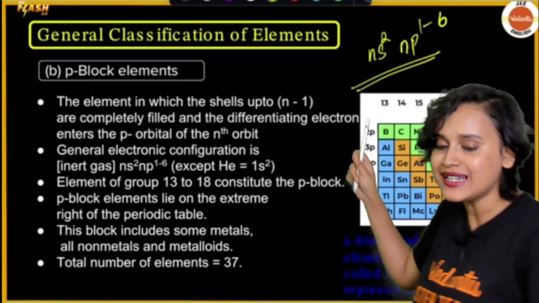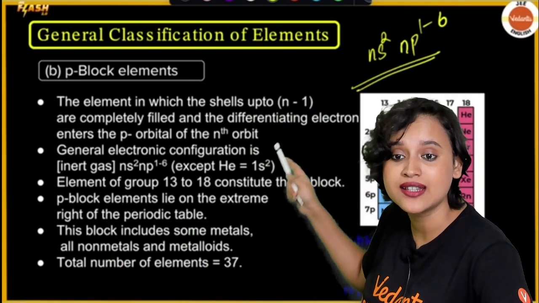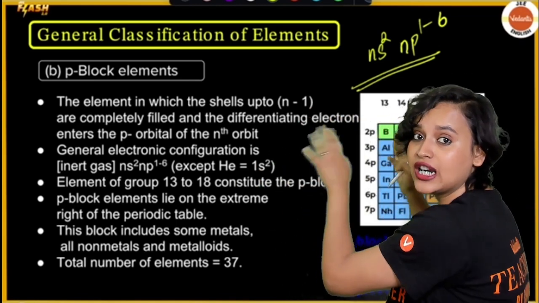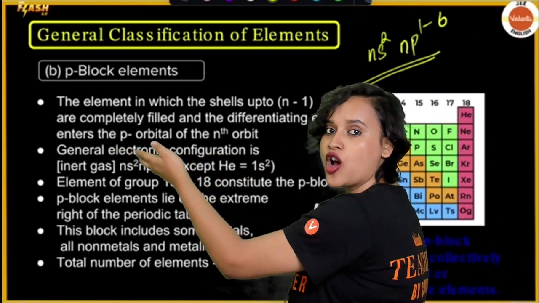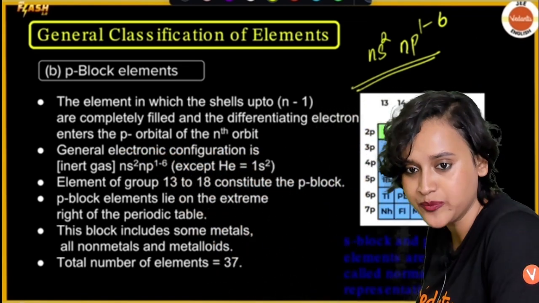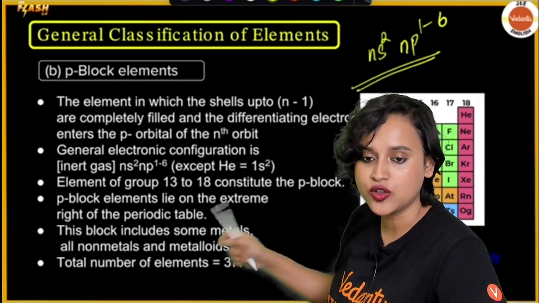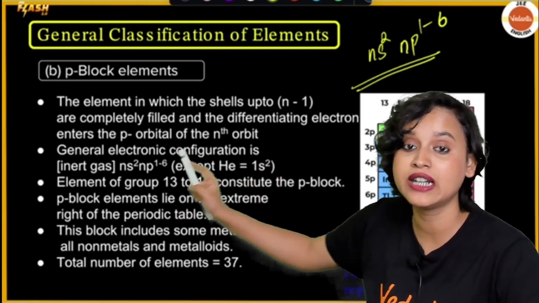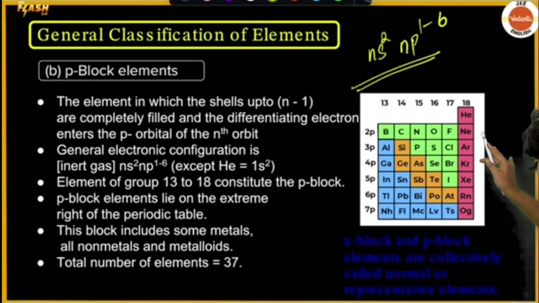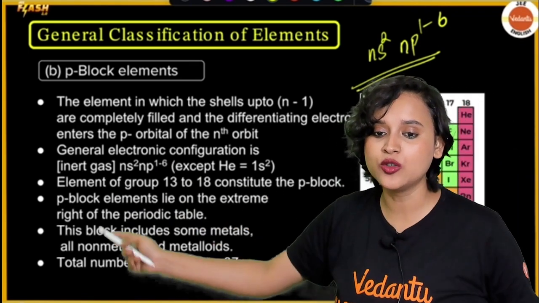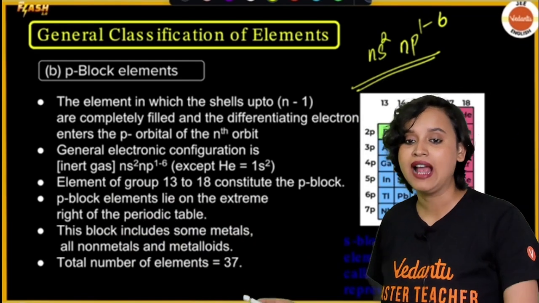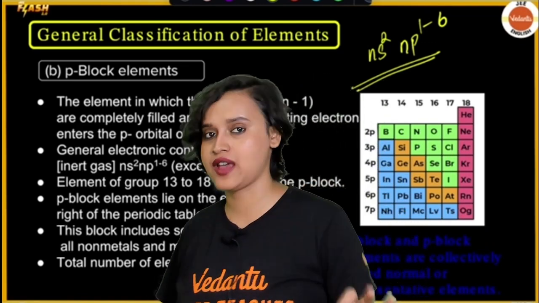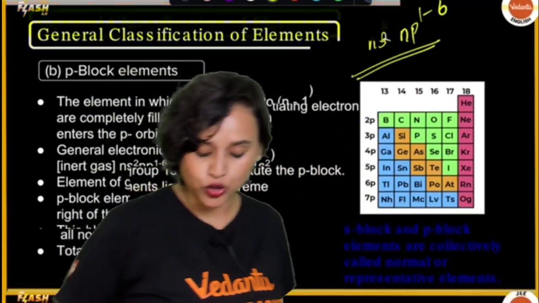Okay. Now, in this case, the elements in which the shells up to n-1 are completely filled, and the differentiating electron enters the p orbital of the nth orbit, correct? Okay. The general electronic configuration, I've already told you, elements of group 13 to 18 constitute the p block. The p block elements lie on the extreme right in the periodic table, and the block includes some metals, all non-metals and metalloids, okay? And the total number of elements in this block is 37, okay? All right, cool, got it, great.